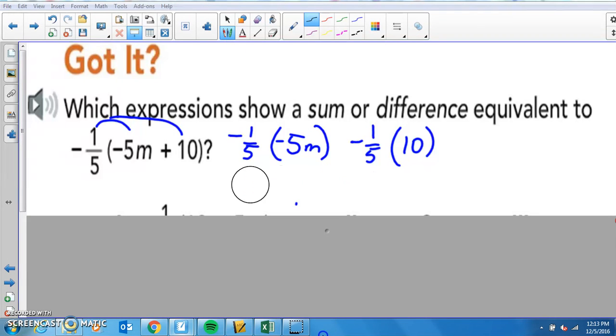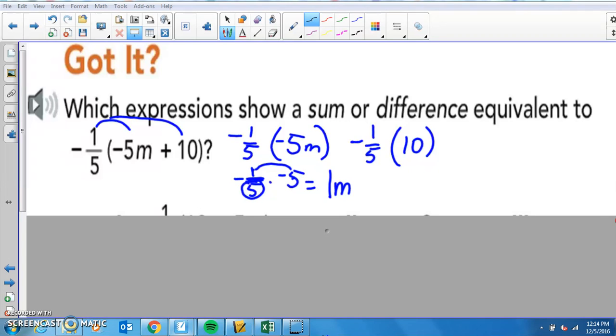All right, you also have a little shortcut that I showed you. We can take the negative 1/5, multiply it times the negative 5. Remember what I said about multiplying a fraction times a whole number. Take the whole number, multiply it by the top. So 5 times 1 is 5. Then you divide it by the bottom number. Divide it by this 5, and you get 1. And a negative times a negative gives you a positive. So this is a positive 1m.